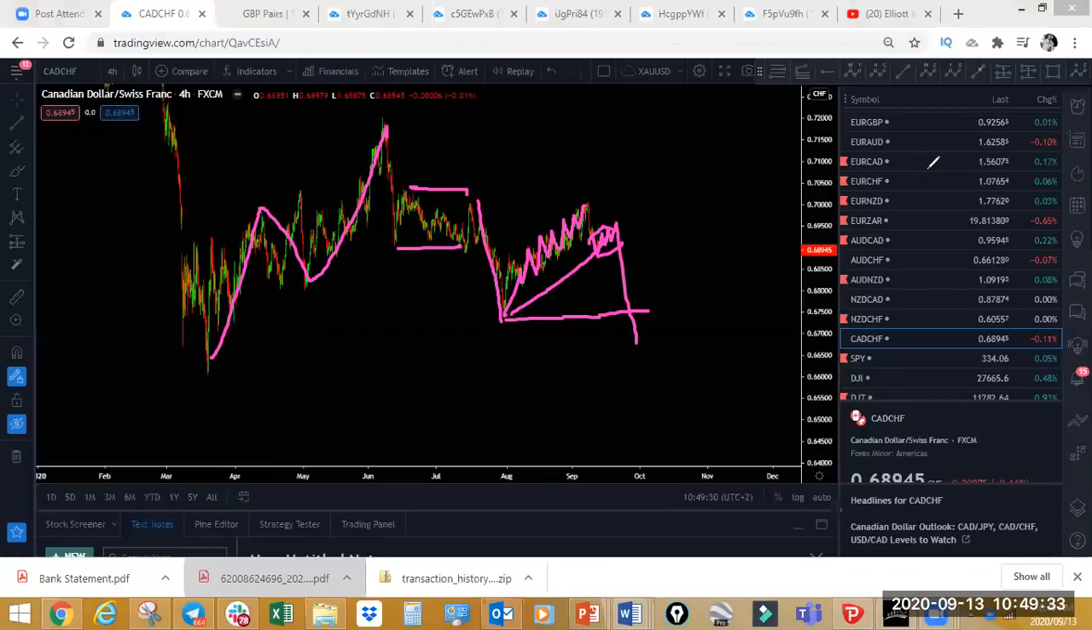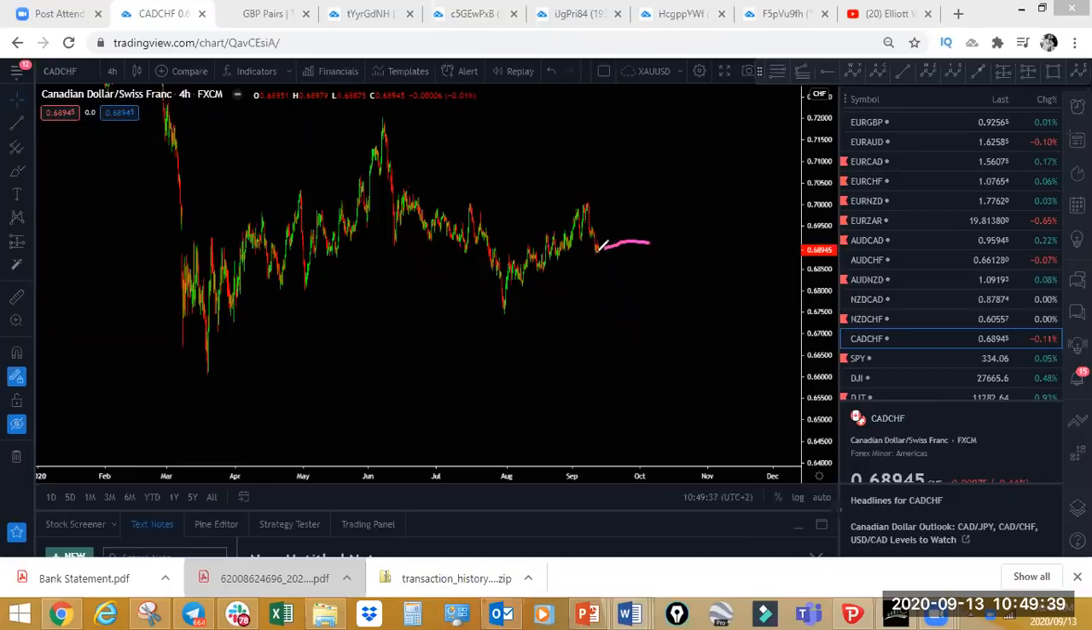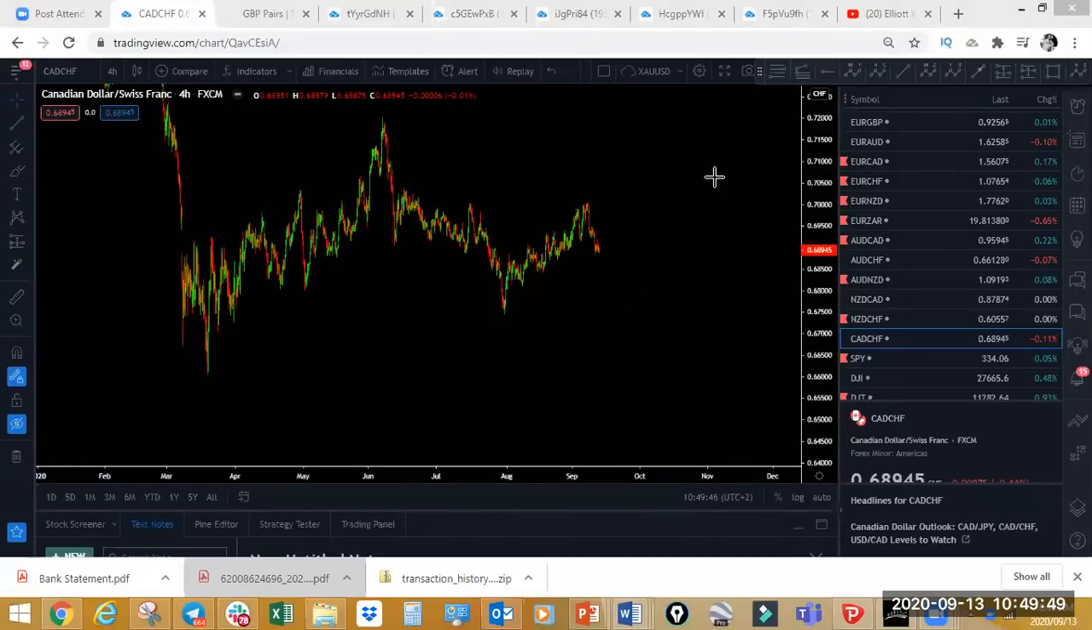Now, even if you know the direction, if you do not know where to enter, you still won't make money because you can enter right now and this starts correcting like this. And when it corrects like that, you don't know how far it's gonna go. You exit, you panic, then it comes down like that. So you need to know where to enter and where to exit. That's CADJPY. That's all on the Forex pairs. Let's go into the indices.